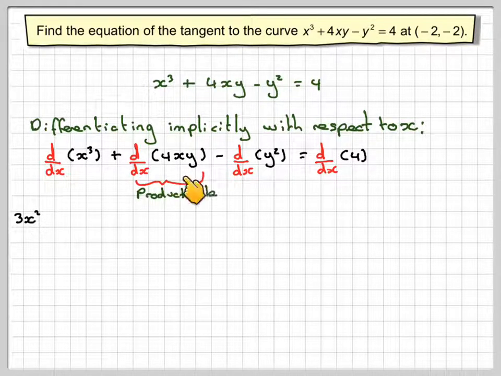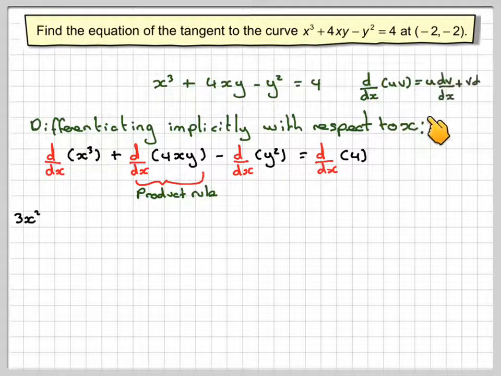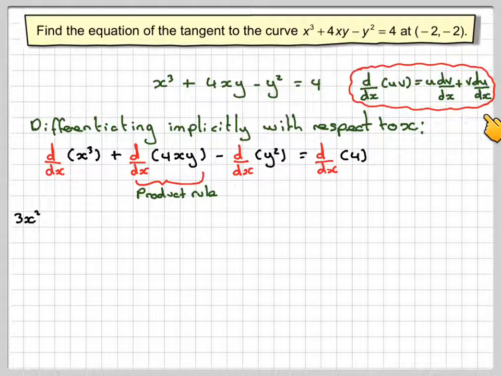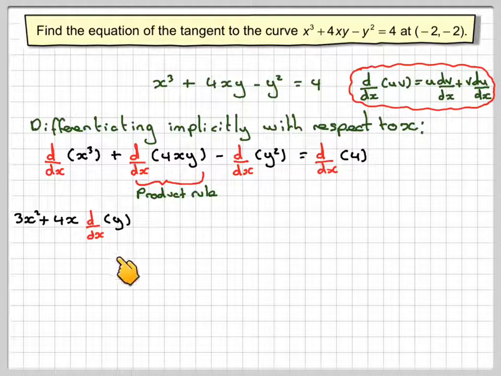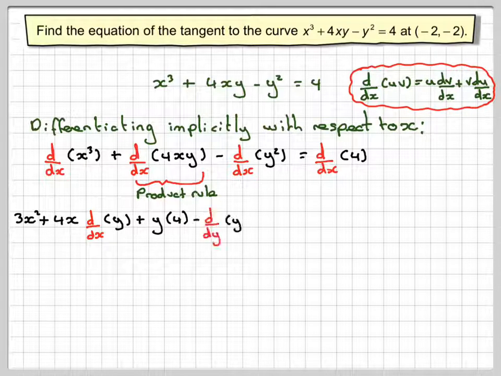So taking u as 4x and v as y, d/dx of uv is u dv/dx plus v du/dx. So that's going to be equal to 4x times the differential of y with respect to x, plus y, which is v, times the differential of 4x, which is 4. Here we're going to have to do d/dy of y squared times dy/dx, and the differential of 4 is 0.